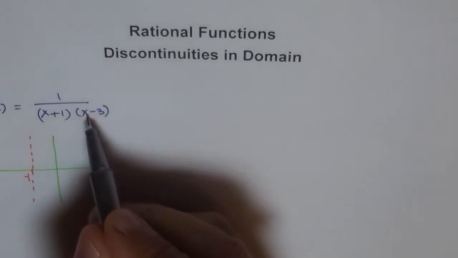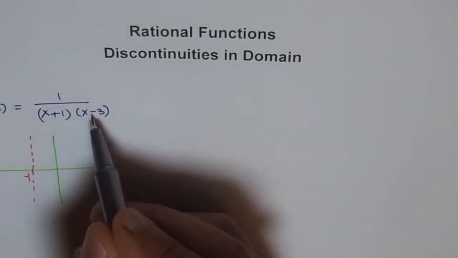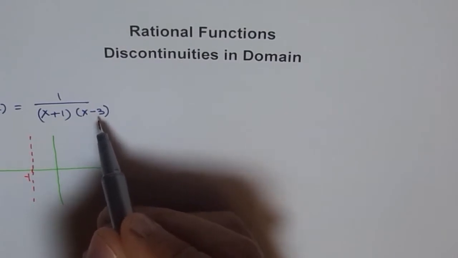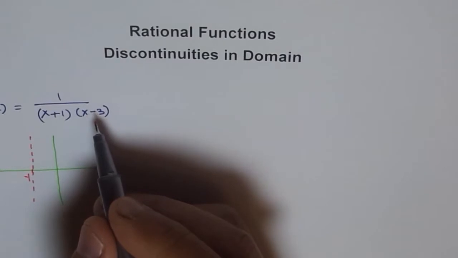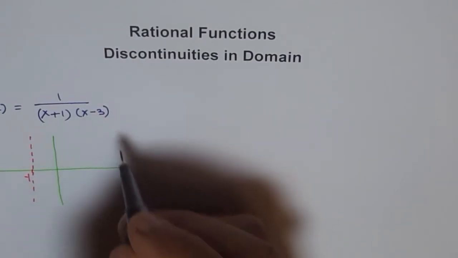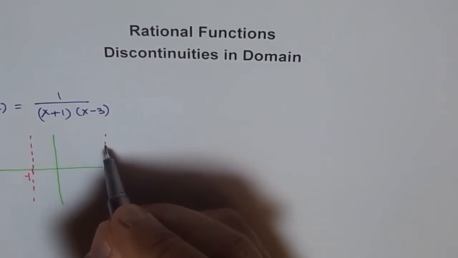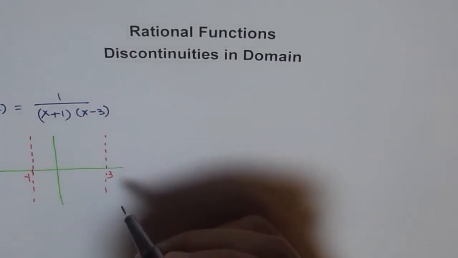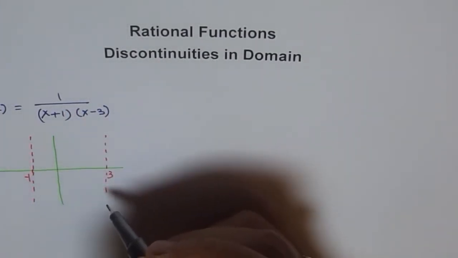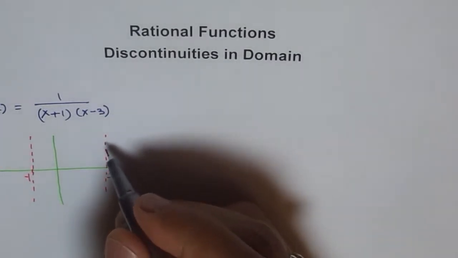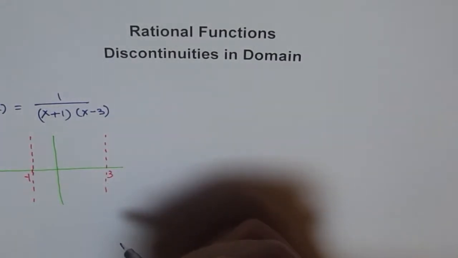Similarly, for x equals plus 3, we get a 0 in the denominator, which is not allowed since 1 over 0 is not permitted. So the function is again discontinuous at x equals 3. Let's say this is our x equals 3. Now at these 2 points, we have discontinuity in our function, and these kinds of discontinuities are called vertical asymptotes.